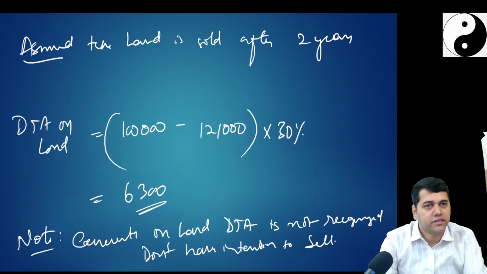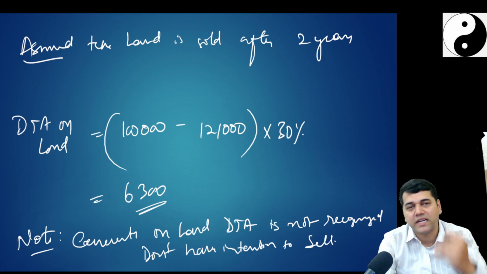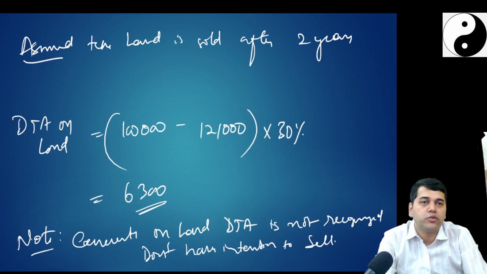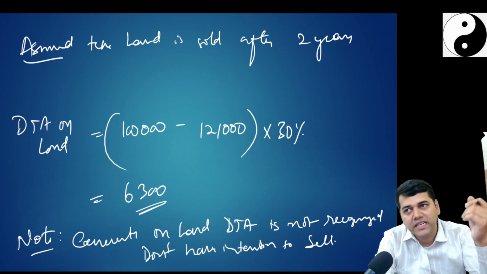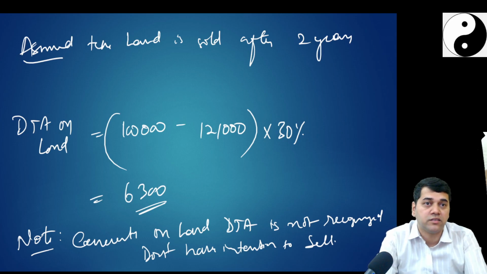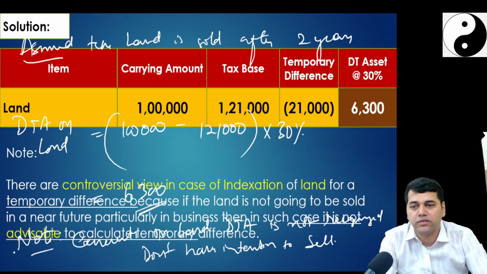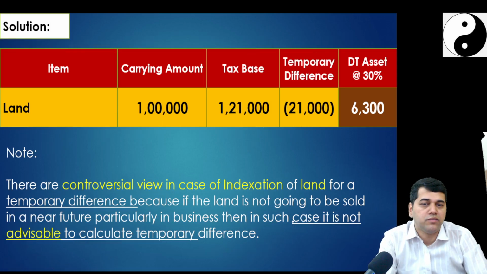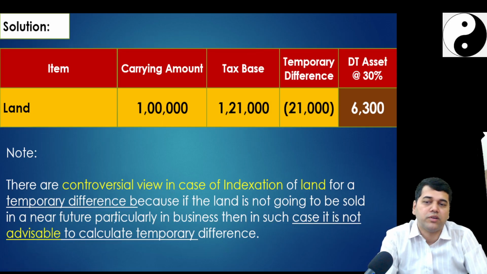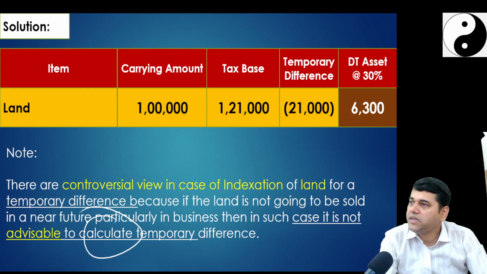That is by default applicable. The deferred tax will pass only after that condition. Here we are not talking about that condition. Otherwise, by default, any deferred tax asset will first pass through that condition. Second, land also we generally don't apply it. So I have done it like this. We have given this note there, a controversial view. So it is not advisable not to calculate the temporary difference. Liability we would have calculated.